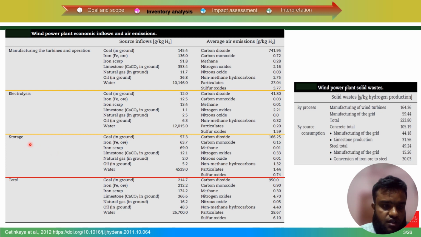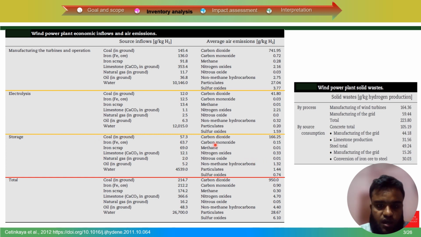And for the storage, coal, iron scrap, limestone, and so on. For the production of iron scrap, limestone, these are resources you are not directly emitting from, but for the production of those materials, you are emitting CO2, nitrous oxide, methane, and so on. And these are the direct emissions, which is burning of natural gas, burning of oil, and this water is like collection of the water using pumps, etc., etc. So these are not the direct emission. So some are direct, some are indirect.